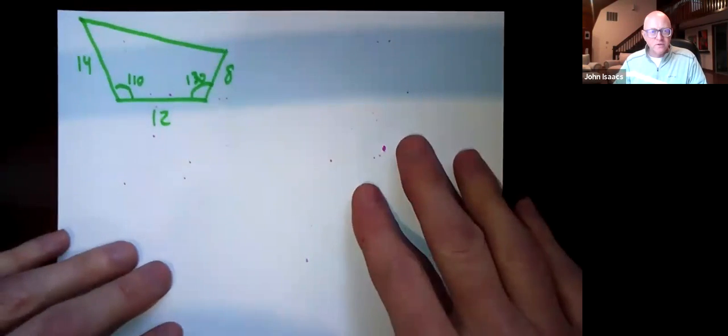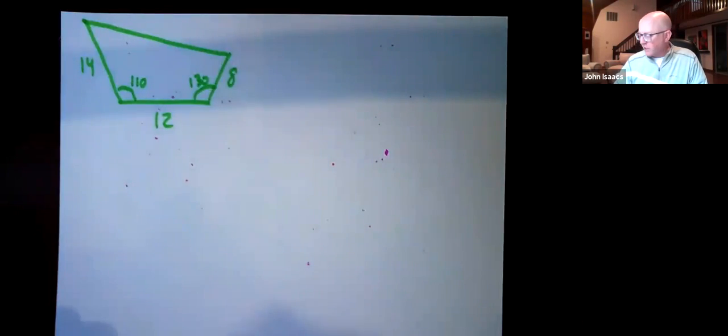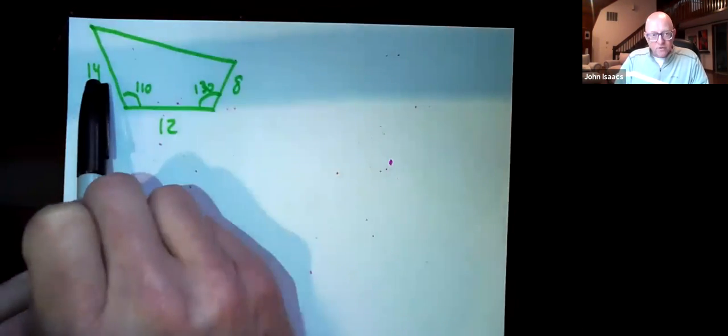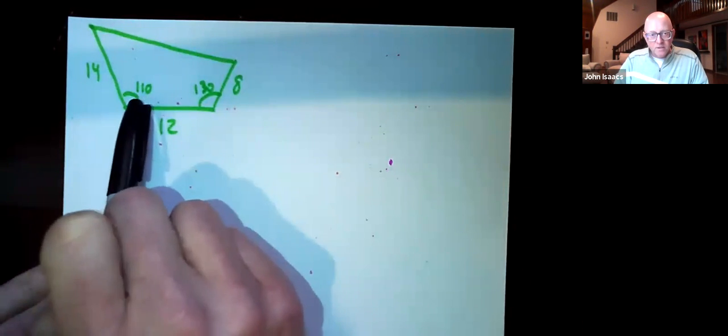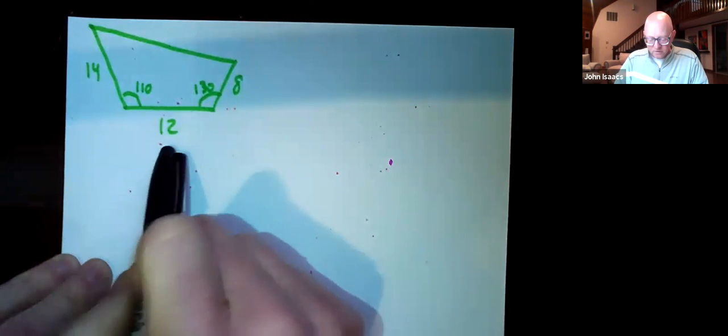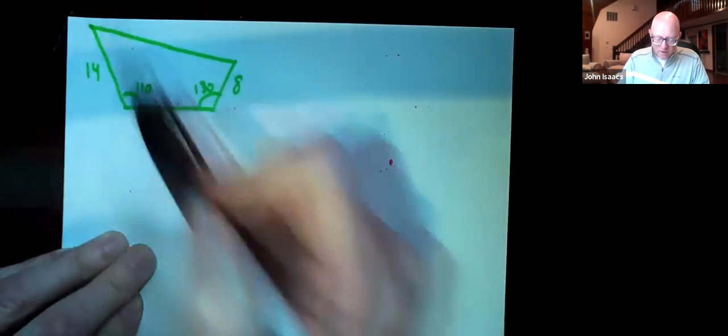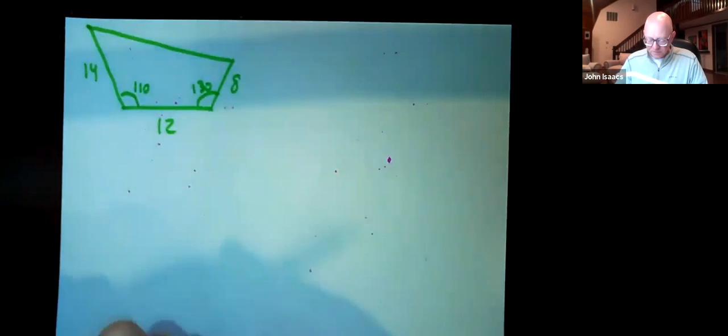Okay, so we're going to do another example of finding an area of a quadrilateral. This one's a little more complicated than the last one, and that all has to do with what you're given, how complicated the process becomes. So here you're given a four-sided figure where you're given side 14, the angle 110 next to the side 12, the angle 130 next to the side 8, and you're not given the last side or the angles of the other two shapes.